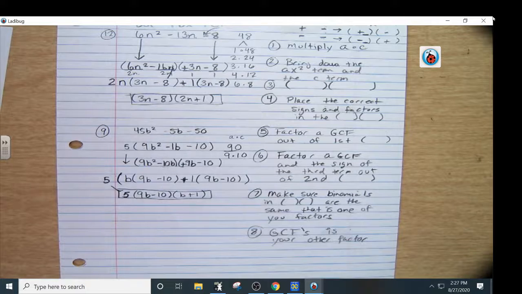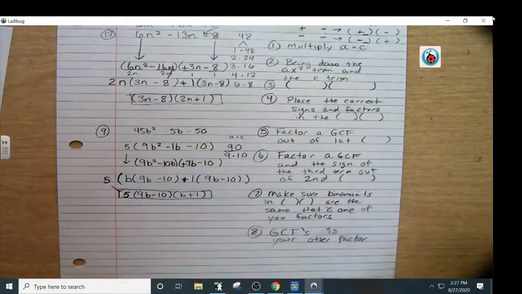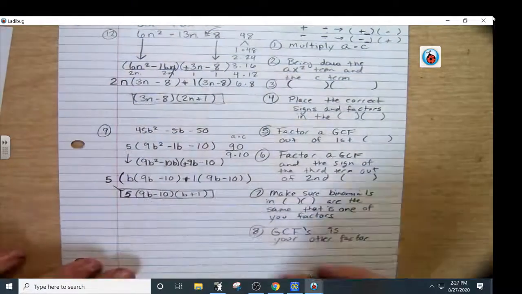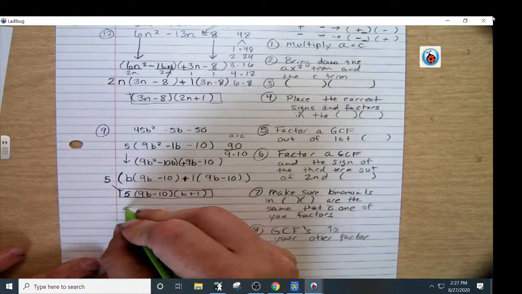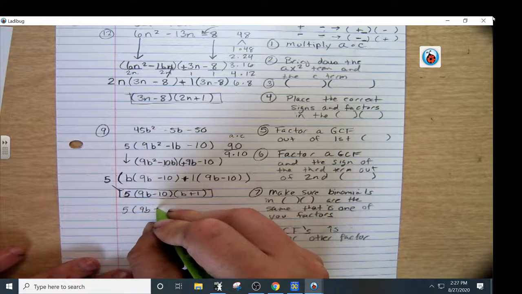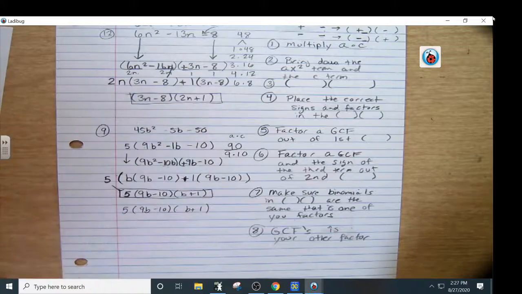Does anybody know how to check these to see if it's right? Anybody have any ideas? You can multiply. You can do the box method, or you can do what I call the distributive method. Let me just show you real quick, guys. You can do it any way you want. Now guys, I don't do the box method. I do the distributive method, but you can do it any way you want.